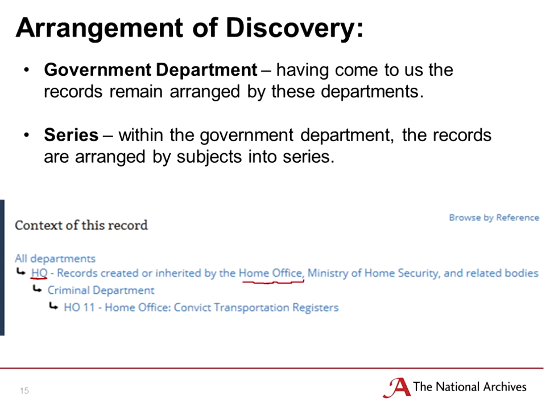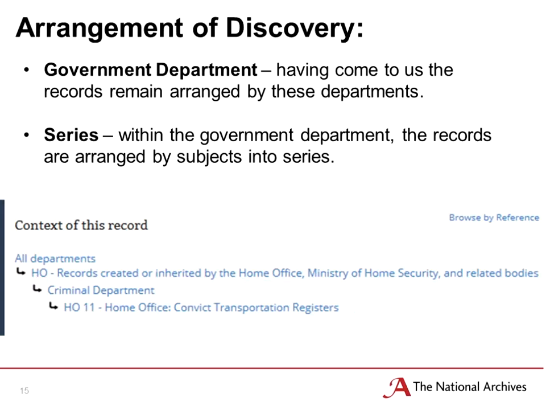So you have the department. Now within the department, series are arranged numerically, and each series will cover a different subject within that department. So we've selected HO 11, which is Home Office, Series 11, and this holds the convict transportation registers, as you can see here.